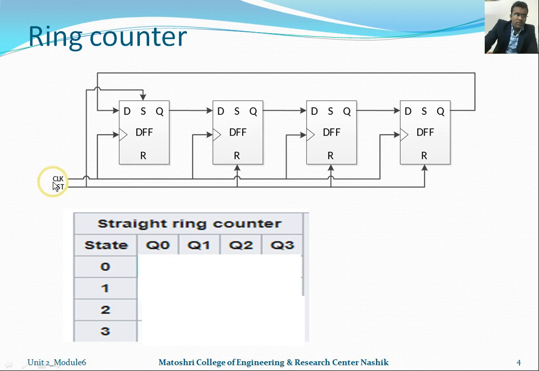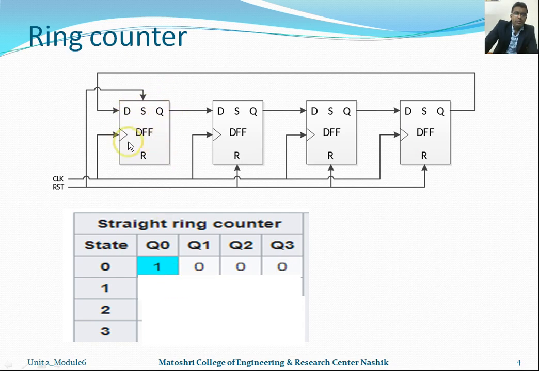Then the synchronized clock is applied to all 4 flip-flops. The preset input is given to the first flip-flop only, and the reset input is applied to all the remaining 3 flip-flops. For these connections, if we apply the preset input to the first and reset to all the other flip-flops, the first state we get is 1 0 0 0.